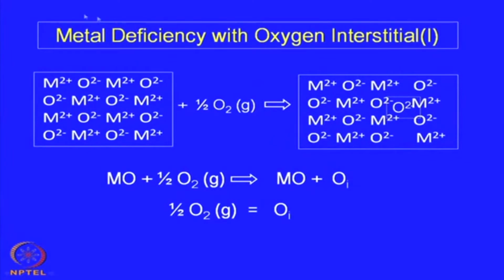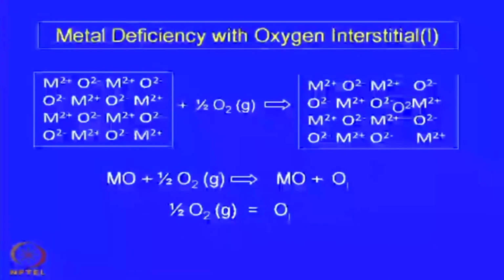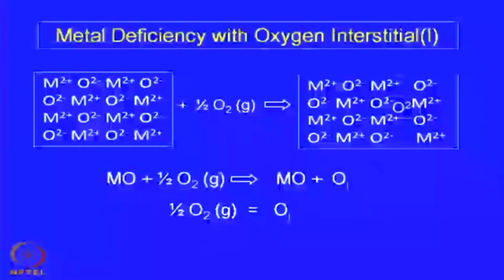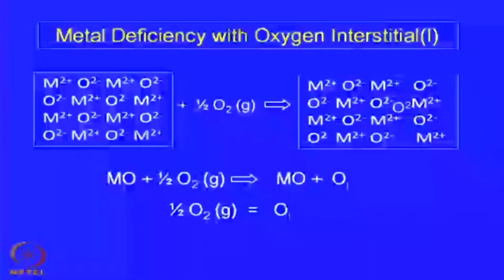And the last possibility is metal deficiency once again, but with oxygen interstitials. Of course, one has to remember oxygen interstitial is a little difficult, because compared to metal ions, oxygen ions are much larger. So, an oxygen ion going into an oxide lattice in the interstitial position is a difficult job. I mean, energetically it is not that favorable. However, in certain cases it can still happen, and in principle that possibility exists.